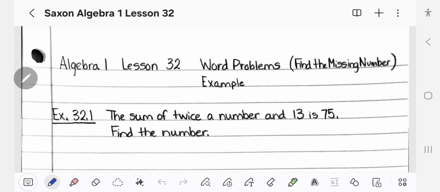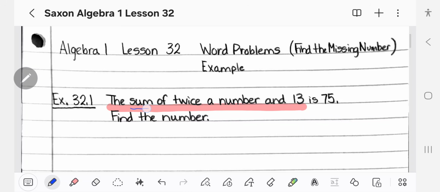Find the number. Now you may remember in a previous video we talked about taking verbal phrases and changing them into algebraic expressions like this. So let's just start with the underlined part. The sum, so we know we're going to be adding. What are we going to add? We're going to add twice a number. Well, we don't know what that number is, so we're going to call it n. So twice a number would be 2n. The sum of twice a number and, so this is the other thing that we're adding, 13.